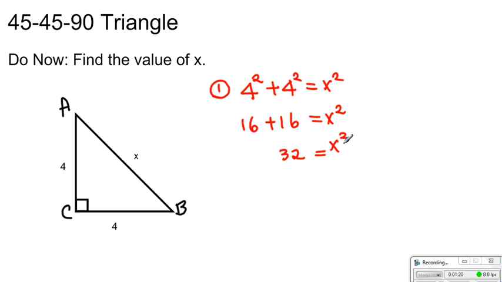Now, how can you find the value of x? We can simply take the square root of each side, where x is equal to the square root of 32. But when you simplify the square root of 32, you will realize that this, in fact, will be equal to 4 square root of 2. Then the hypotenuse is equal to 4 square root of 2.